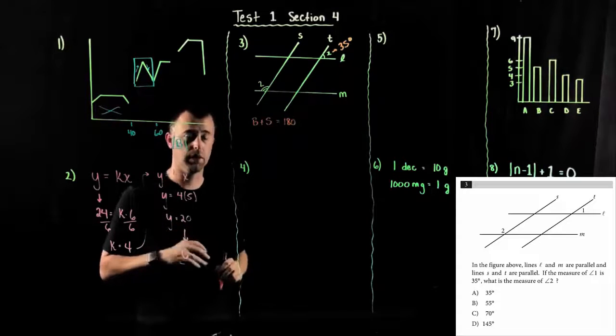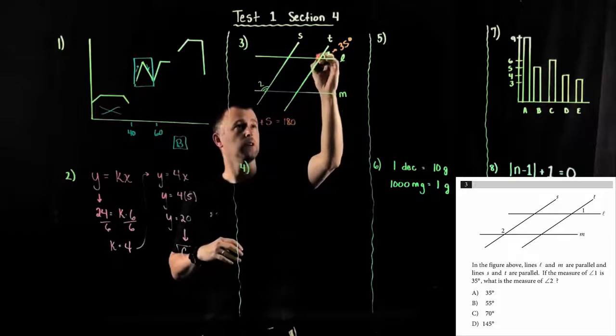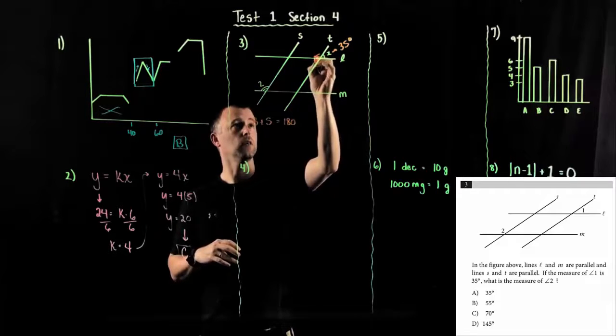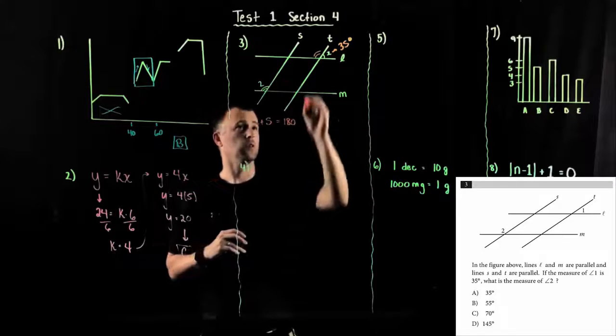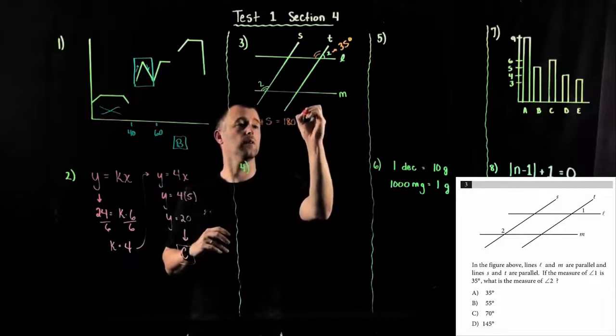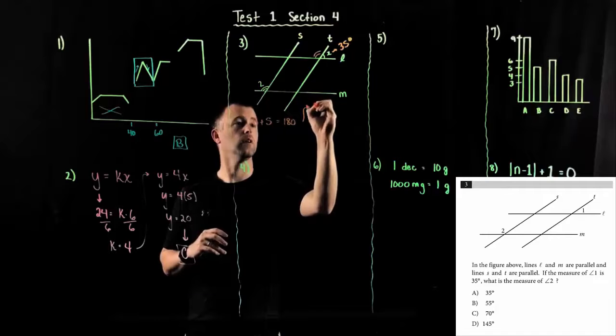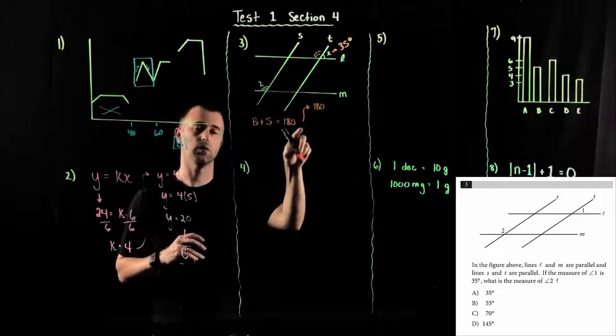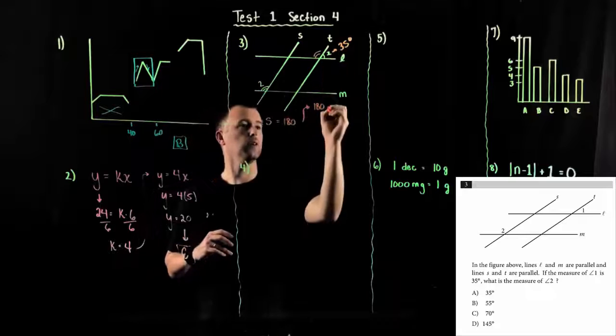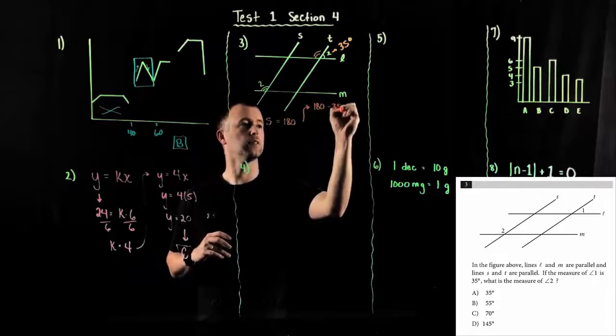They're supplementary. So I'm going to come over here and find this angle right here, because these two angles are going to be congruent. To find that angle, I'll use this formula here. I'm going to go 180 and subtract my small angle. In this case, my small angle is 35 degrees.